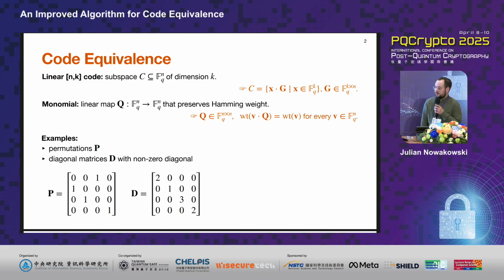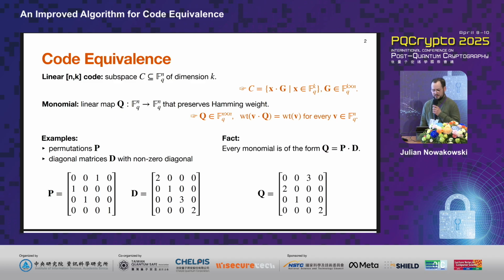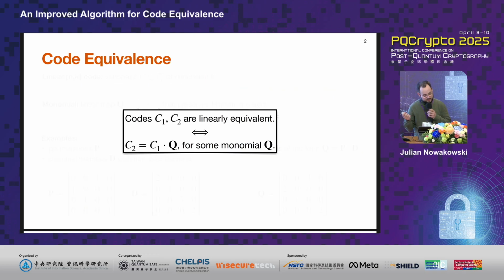Now, what makes these two examples so important is the fact that these are in some sense the atoms of monomials. More precisely, you can quite easily show that every monomial can actually be factorized into a product of a permutation and a diagonal matrix. So generally, monomial matrices look like this example matrix Q that we have here on the screen. Basically like a permutation matrix, but not necessarily only having ones as non-zero entries, but can take anything from the finite field F_q.